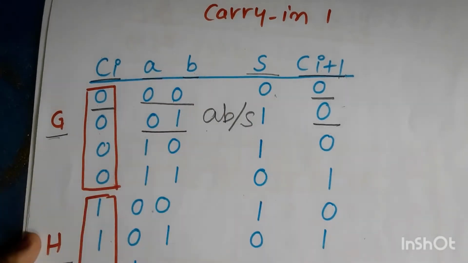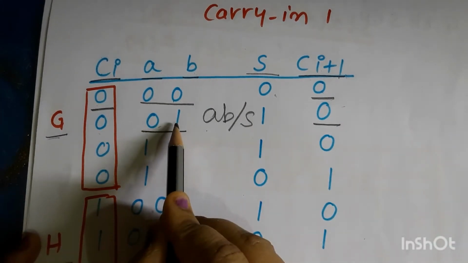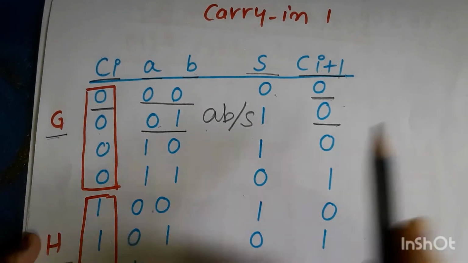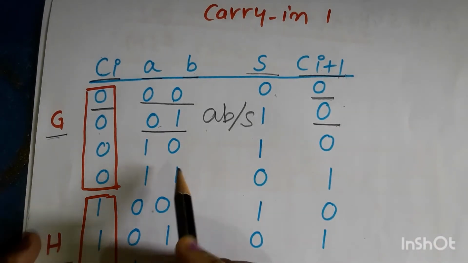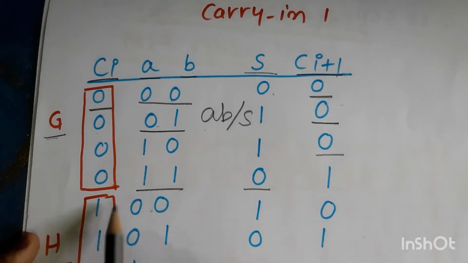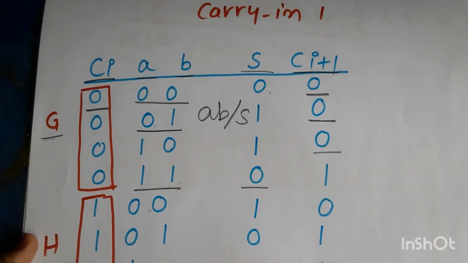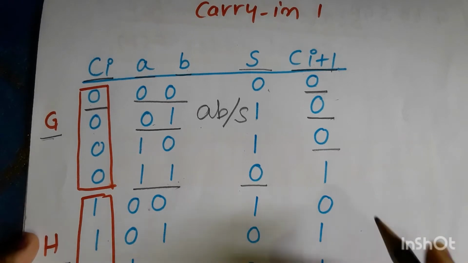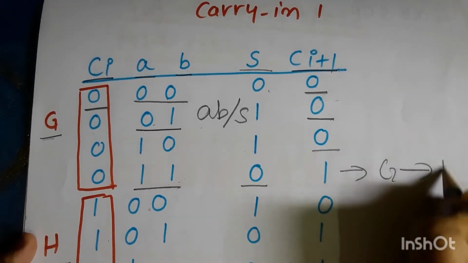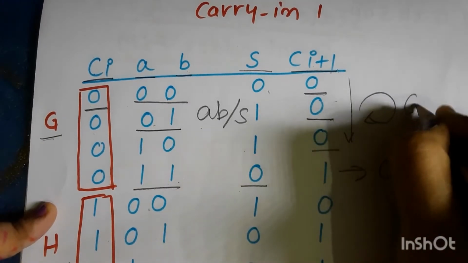So 0 0 0, next state would be 0 only. 0 1 1, next state again would be 0 only. 1 0 1, next state again would be 0 only. When A and B are both 1 1 and the sum bit is 0, the transition will happen so that the carry bit would be 1. So the transition will happen here from G to H. In other cases, it will remain in G only.